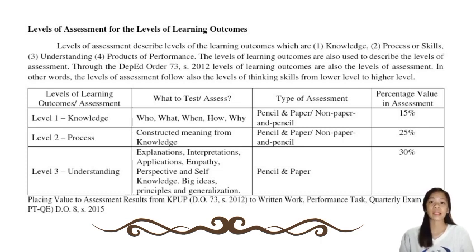So, in other words, the levels of assessment also follow the levels of thinking skills from lower level to higher level. In this table, we can see from lower level to higher level the different levels of learning outcomes or assessment. On the second column, we can see what to test or to assess. On the third, we can see the type of assessment for each level of learning outcomes, and on the fourth column, the percentage value of assessment. So take a few seconds to examine this table.